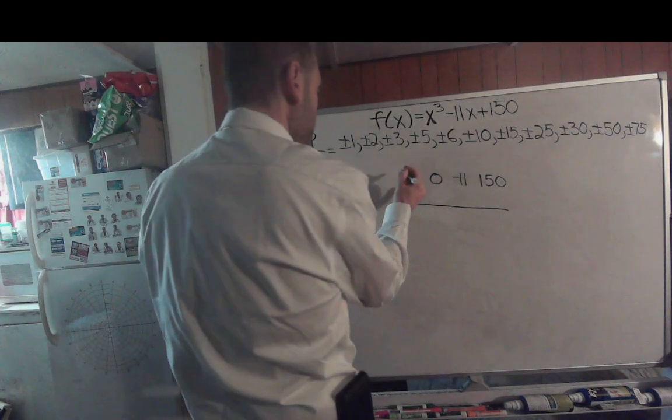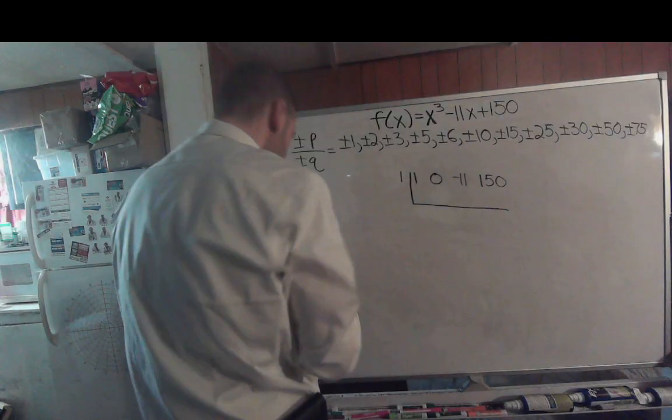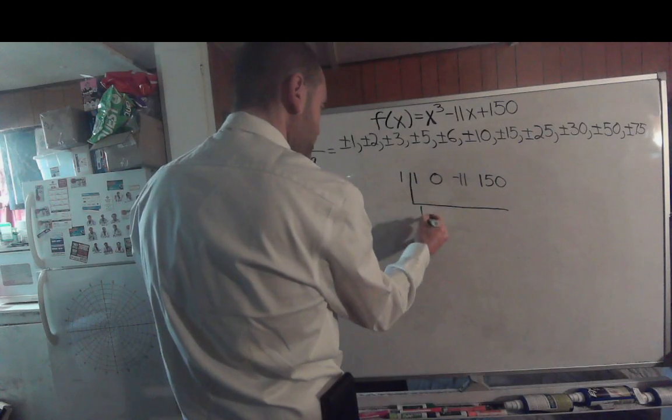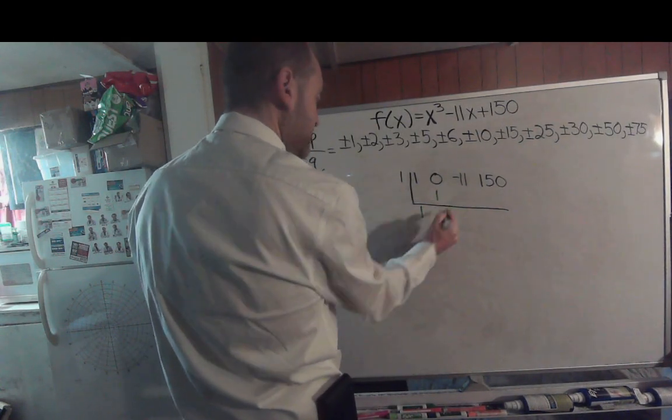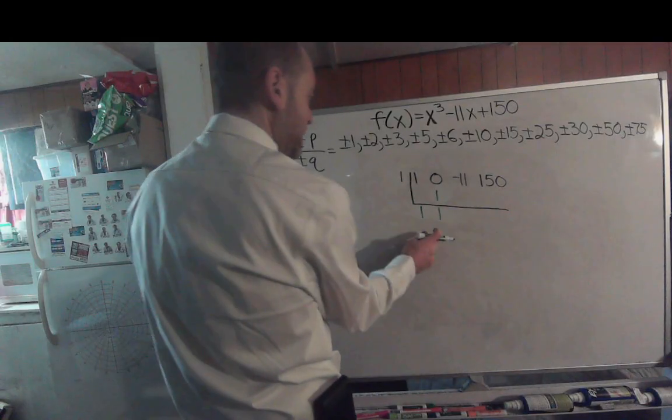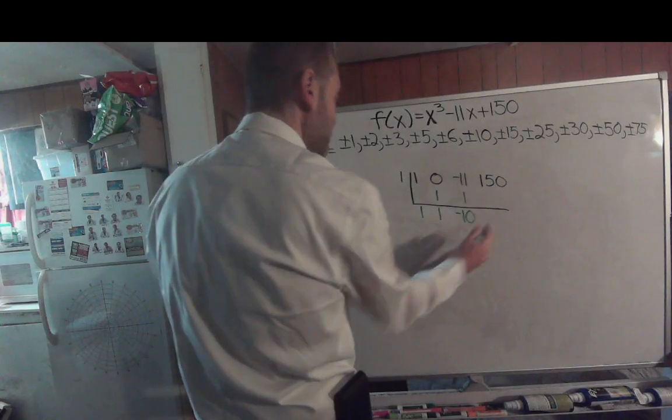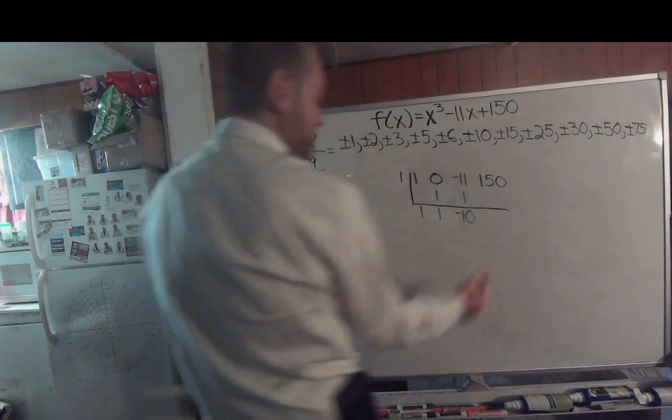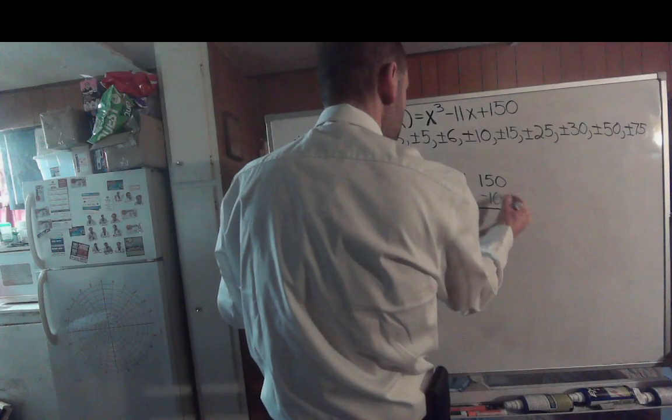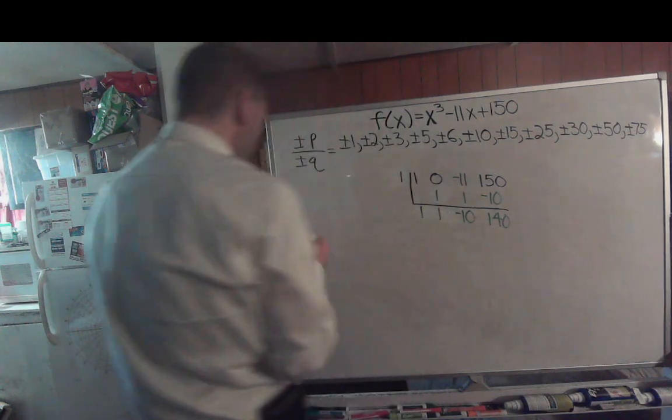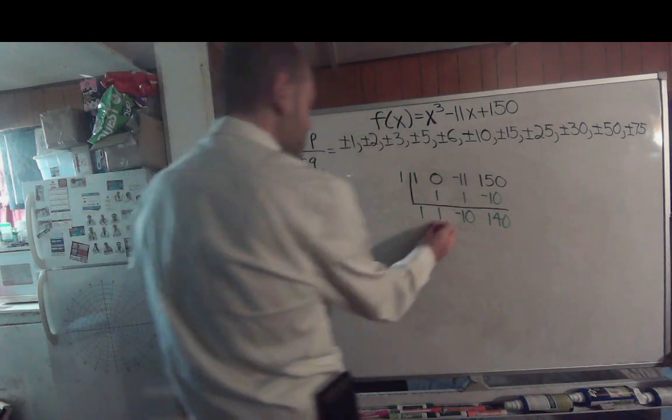Let's go with 1. Bring down your 1. 1 times 1 is 1. 0 plus 1 is 1. 1 times 1 is 1. Negative 11 plus 1 is negative 10. 1 times negative 10 is negative 10. 150 minus 10 is 140. We have a remainder of 140. That's not going to work.